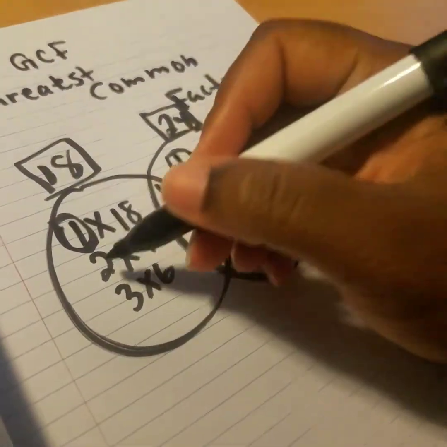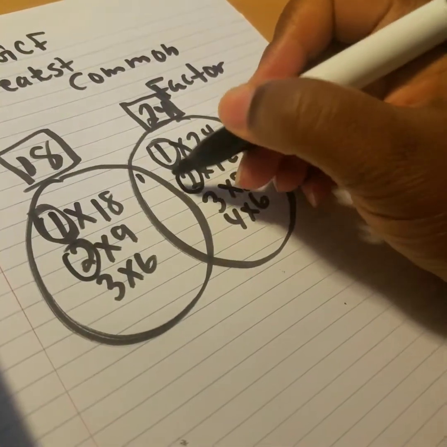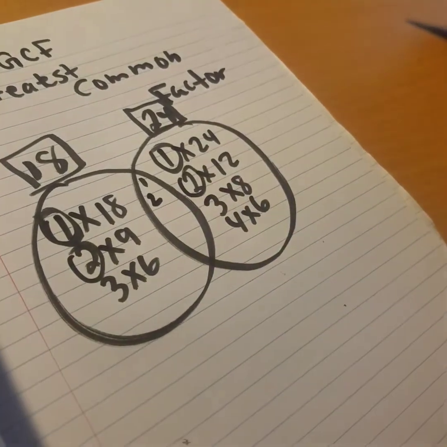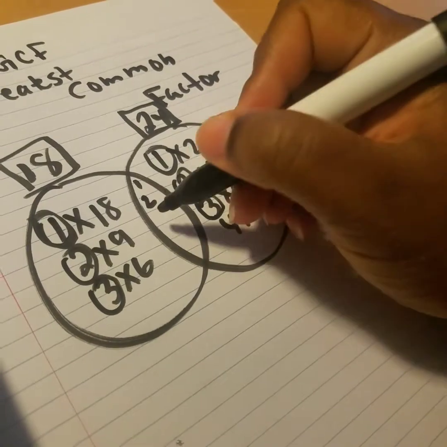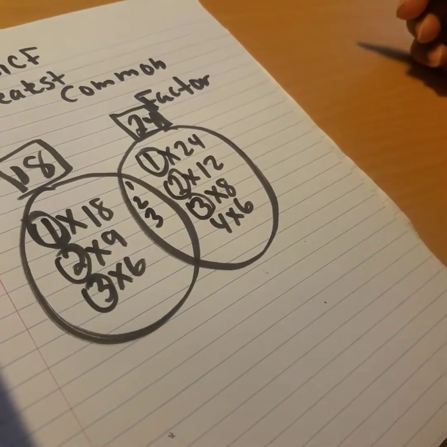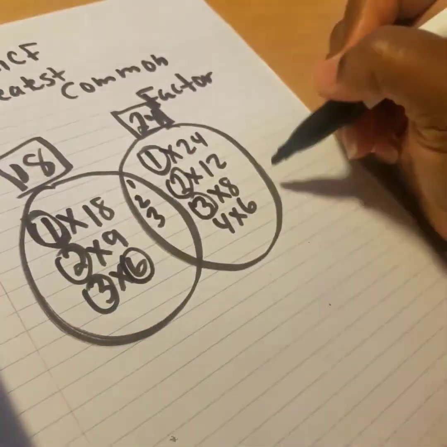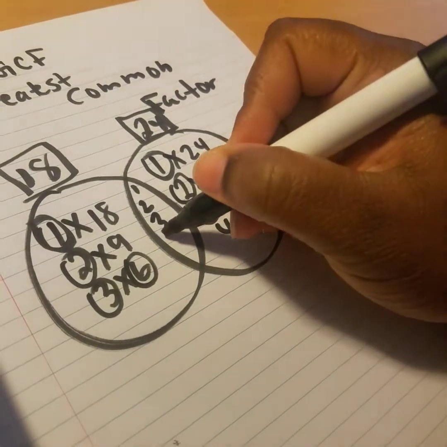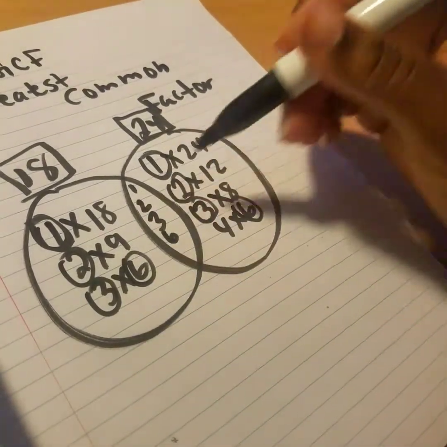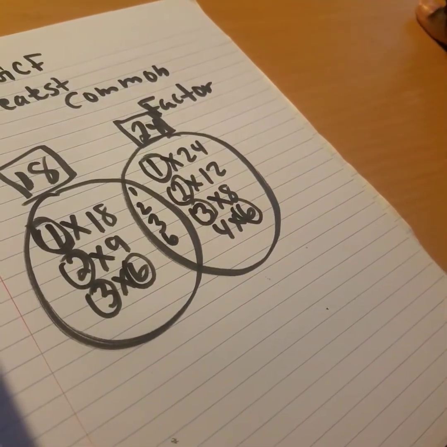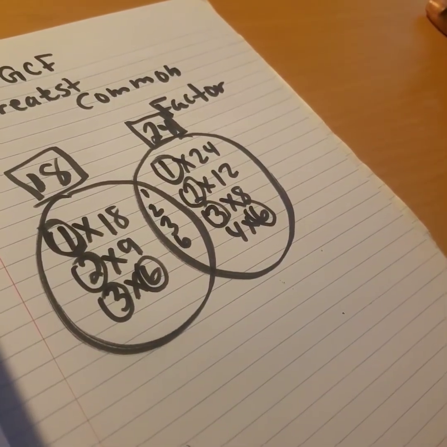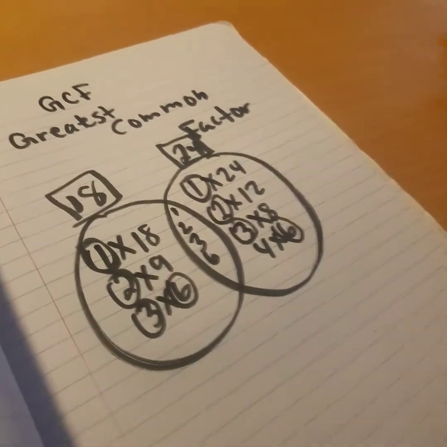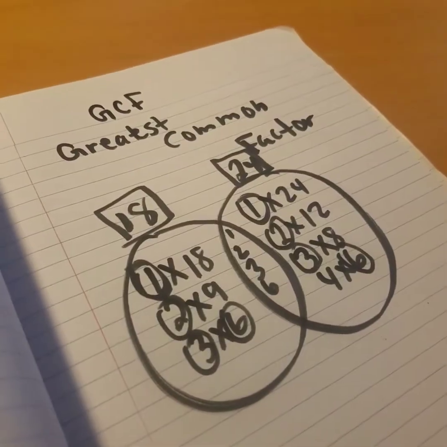Do we have 2 on both sides? Yes. Circle both the 2's. Put it in the middle. Do we have 3 on both sides? Yes. Do we have 6 on both sides? Yes. Do we have 9 on both sides? No. Do we have 18 on both sides? No. So now we know that we found all of the factors that they have in common.